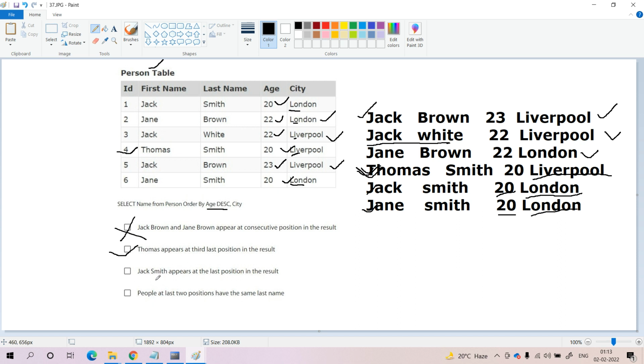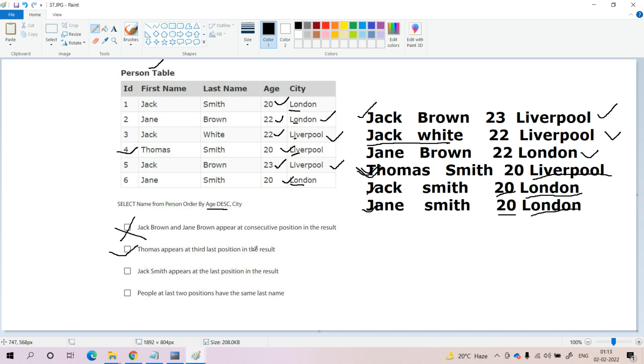What about the third option? Jack Smith appears at the last position in the result. So it is impossible to decide whether Jack Smith is in the last record or Jane Smith is in the last record. Why? Because both have the same age and the same city name.